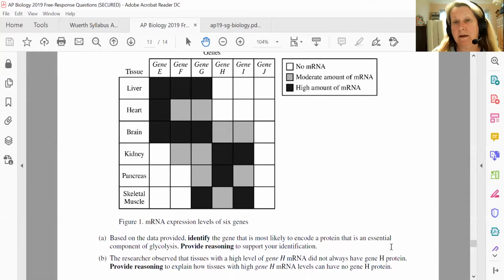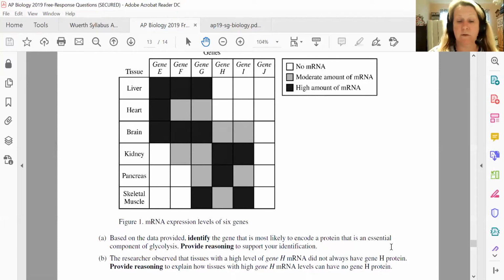Now, if you have the mRNA, but you didn't get to the protein, what process did not happen? So what process takes the information in the mRNA and uses it to make a protein? That's right, that process is translation. So the reasoning would be that for some reason transcription occurred of that gene, but translation did not.